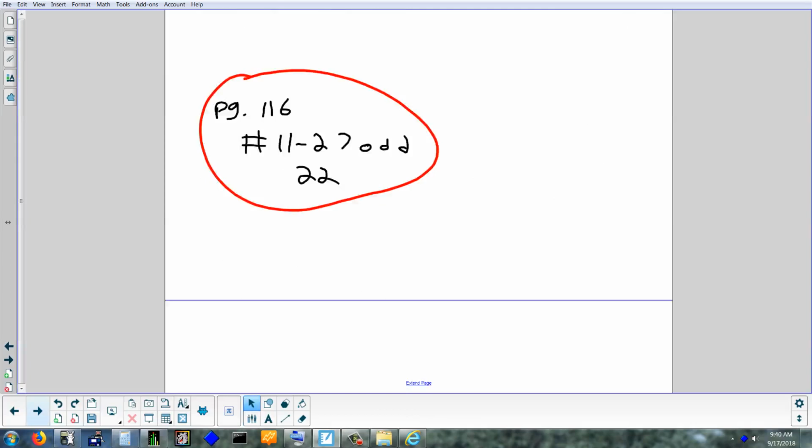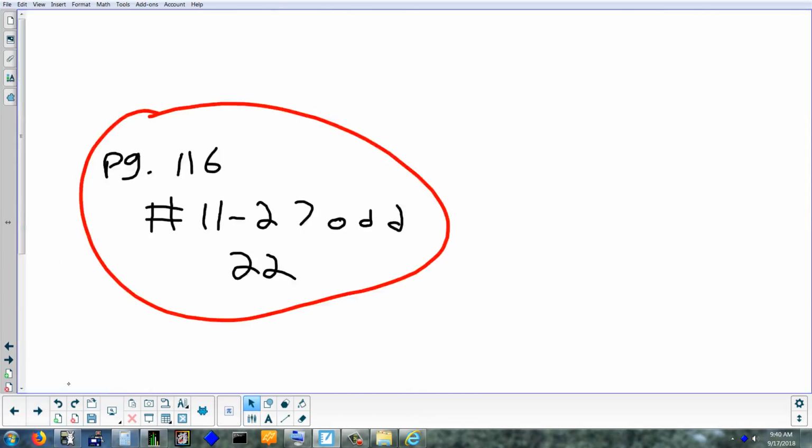All right, so the homework tonight, it's on page 116. It's 11 to 27, just the odds, and number 22. Okay, you've got a little over 15 minutes, so please use the time to try to get a little bit of that done. If you have your book, you can just use that. If not, you can pair up with someone if they have a book too and work together. If you need to borrow a book, I have some you can also borrow.